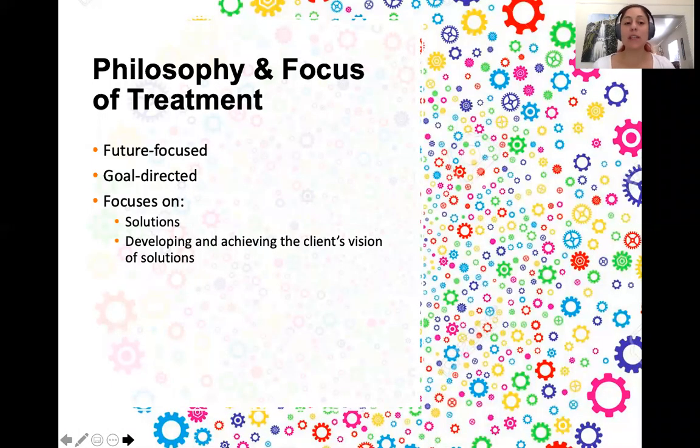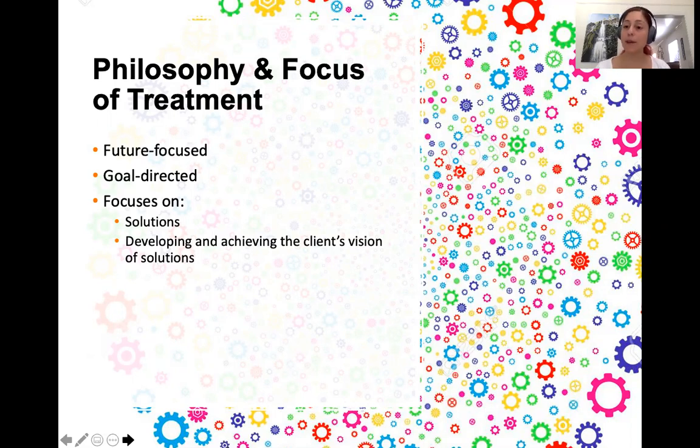So let's begin with philosophy and focus of treatment. Solution-focused therapy is future-focused. Rather than focusing on the past and the origin of problems, solution-focused therapists look at what is working in the present and what can be done moving forward. It is also goal-directed, and it encourages the client to develop their own vision of the future. The therapist is there to offer support as the client determines their skills, resources, and abilities, and which ones are needed in order to achieve their vision successfully.